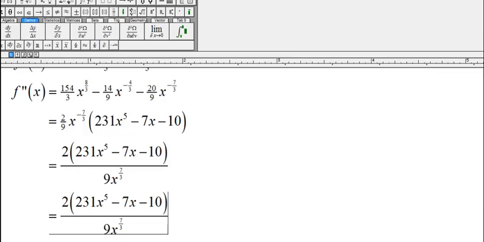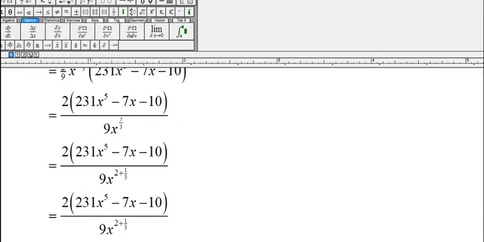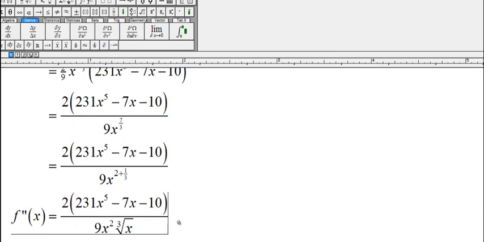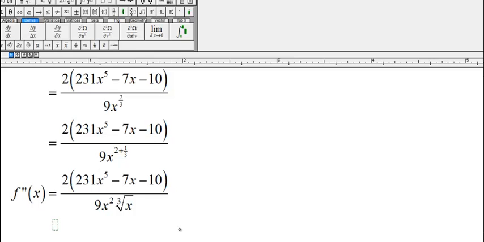Seven-thirds power is 2 and 1/3 if we make it a mixed number. And so now if I make it radicals, that's an x squared times an x to the 1/3. X to the 1/3 is the cube root of x. So that's f double prime. Okay, well that took a little bit of work to get that.